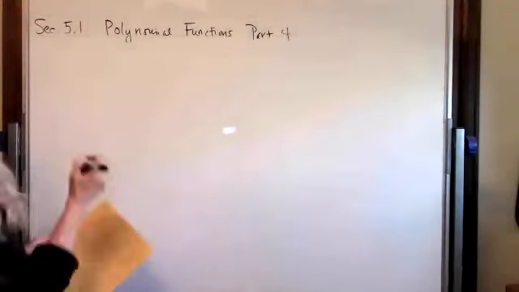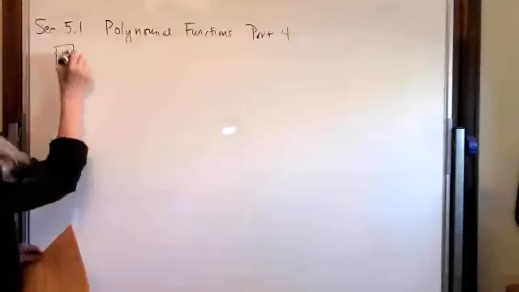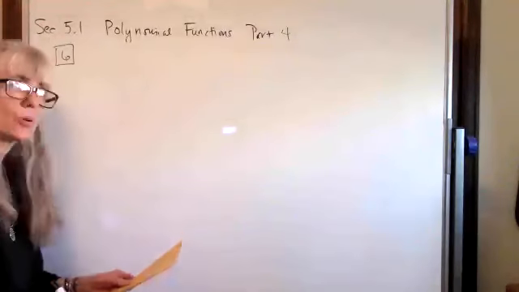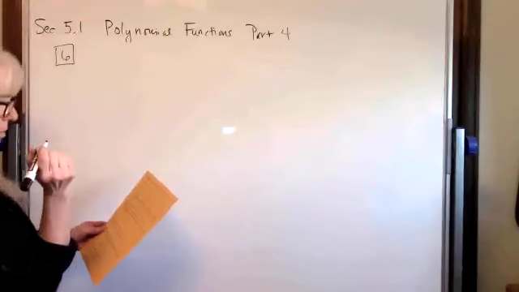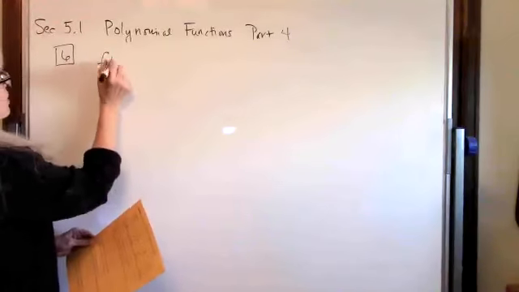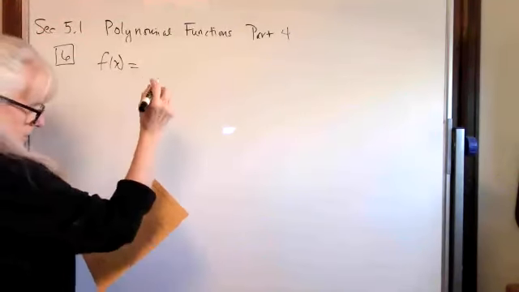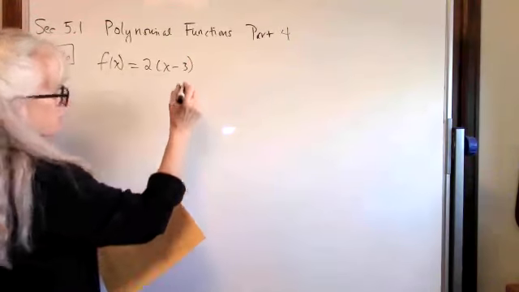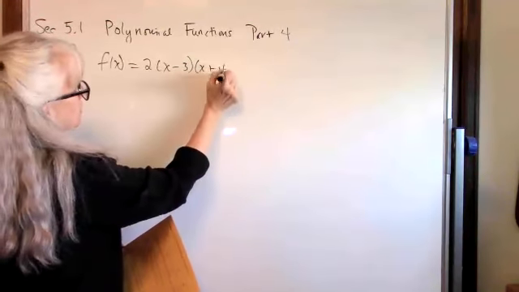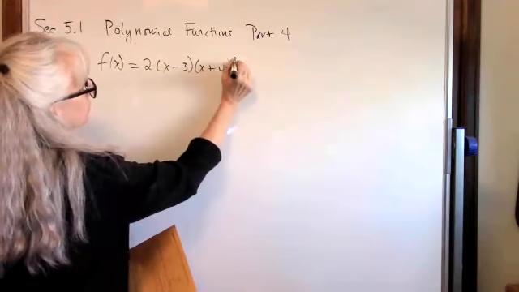Okay, and finally, we're up to example 6. Let's talk about the graph. We're not actually going to graph in this section, but we can sure talk about the graph. So for the polynomial function f of x is equal to 2 times the quantity x minus 3 times the quantity x plus 4 to the third power.